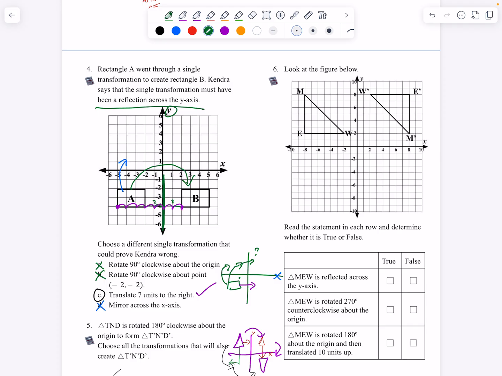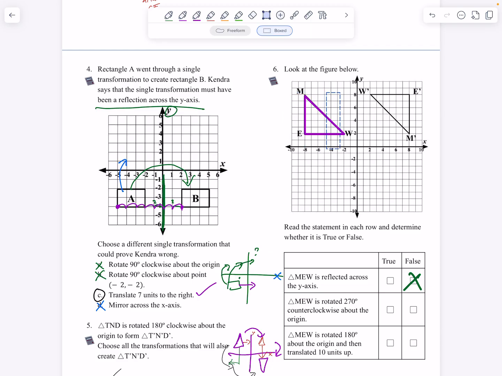Triangle mu is reflected across the y-axis. So where's triangle mu? Mu is right there. Okay. So if I reflected, that means now it looks like this. So that's false. Okay, it can't get reflected. What's my other option? It is rotated 270 degrees counterclockwise about the origin.